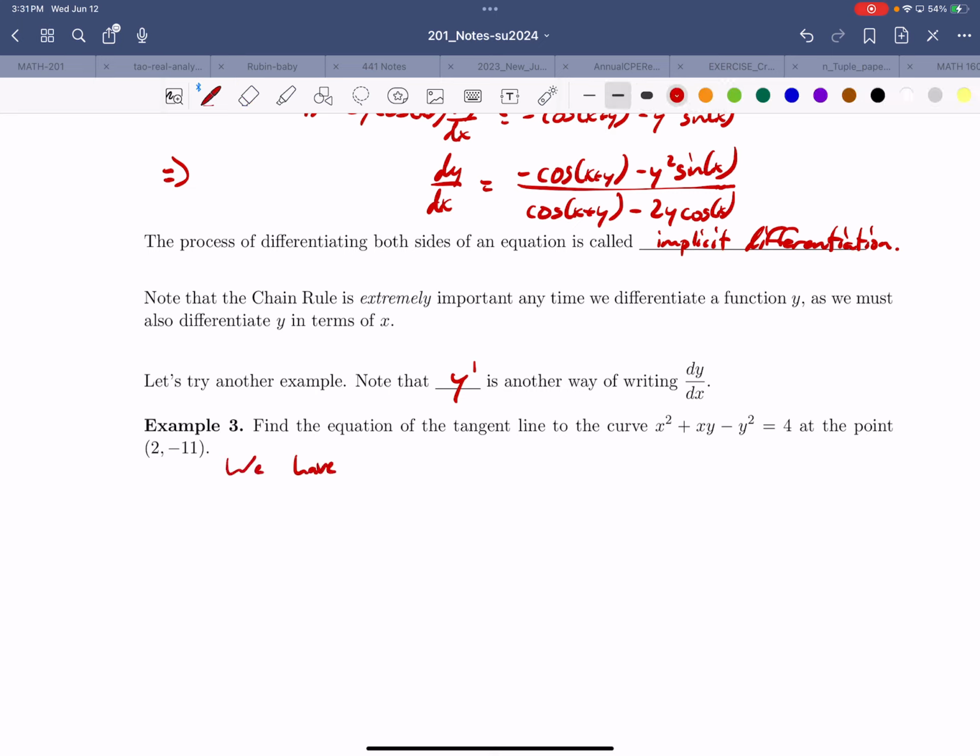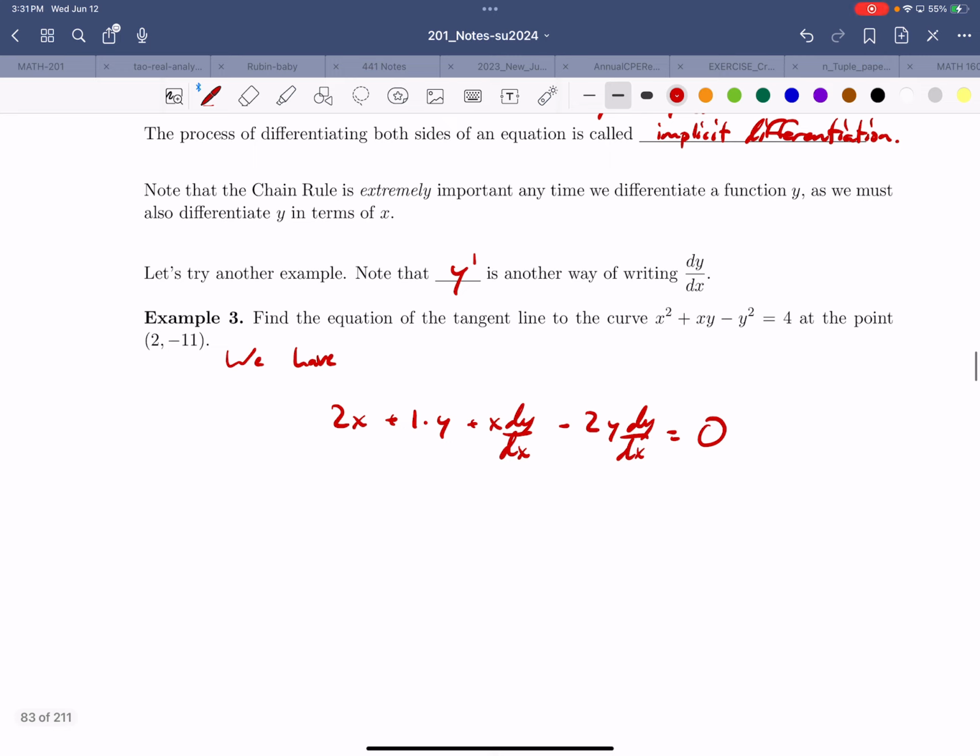Right, so we have 2x. Now be careful here, this is actually a product rule right here. So it's going to be 1 times y plus x times dy over dx, because we took the derivative of y with respect to x, minus, now remember this is not just 2y, it's 2y dy over dx. The right side's a bit easier, it's just 0.